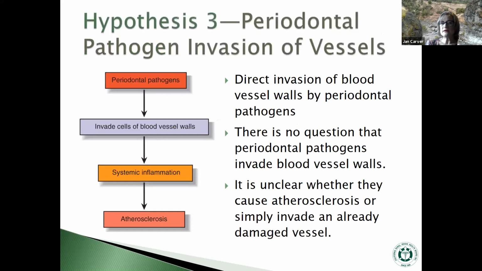A next hypothesis is direct invasion of blood vessels by periodontal pathogens. Now this is a fact. They do find periodontal pathogens in damaged blood vessels. What they don't know is, did the periodontal pathogens get there and cause the damage, or were they just opportunistic and were able to invade an already damaged vessel? So time will tell on that one. They don't really know.